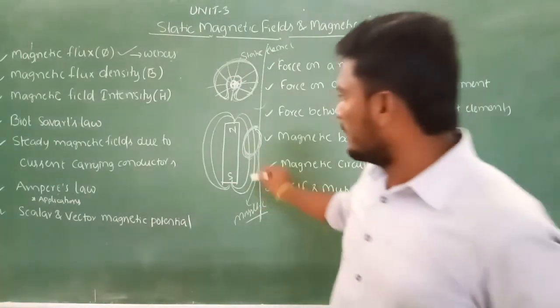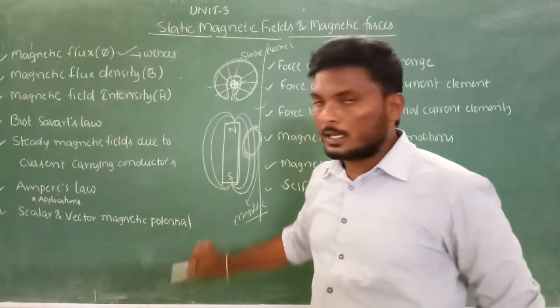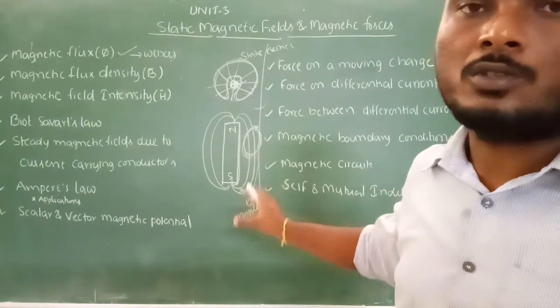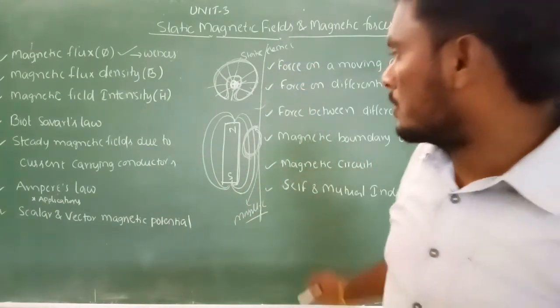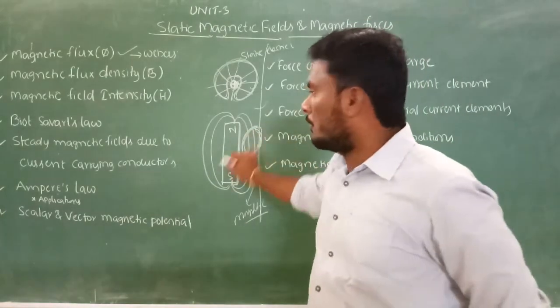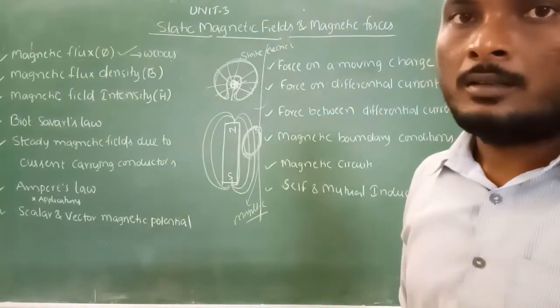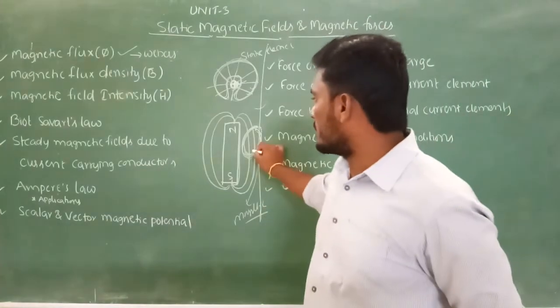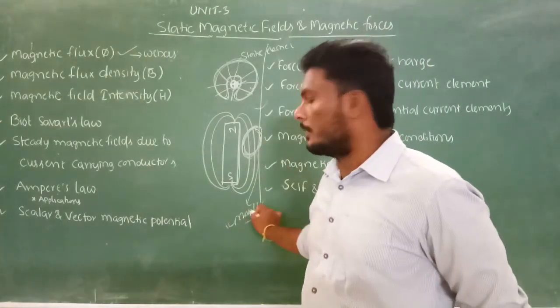Now similarly, is this magnet moving with respect to time? No, it is not moving with respect to time. It is in a stable, static position, not varying with respect to time. So the field produced by the magnet is not varying with respect to time, it is stationary. So this type of field is called a static magnetic field.